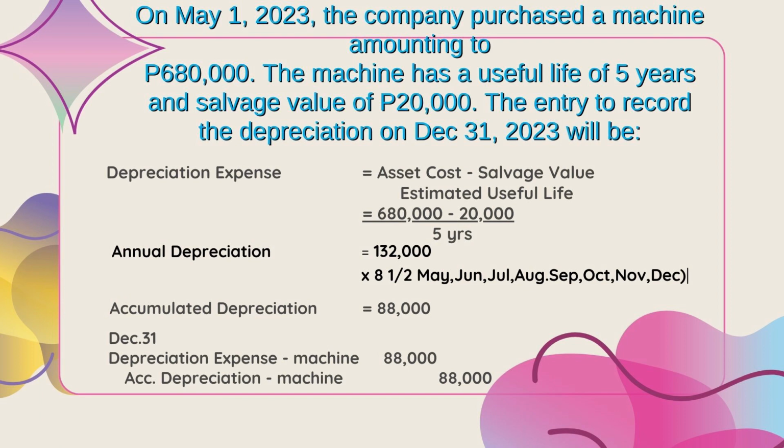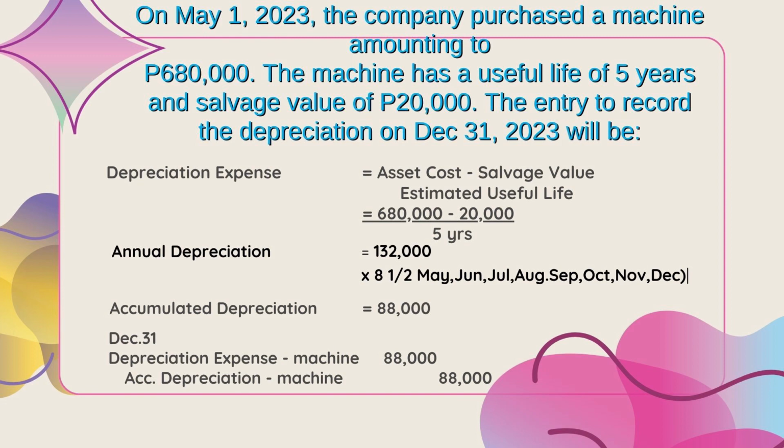Okay, so we have here an example. On May 1, 2023, the company purchased a machine amounting to 680,000 pesos. So the machine has a useful life of 5 years and salvage value of 20,000. So the entry to record the depreciation on December 31, 2023 will be.